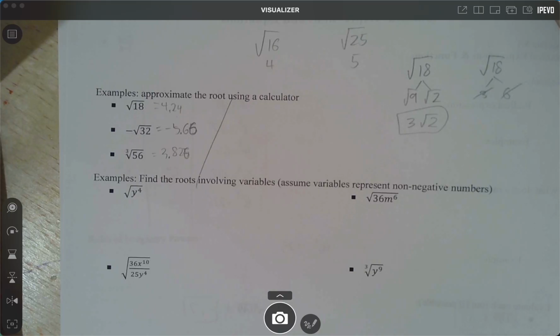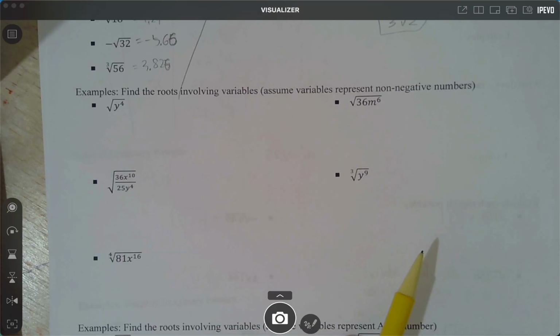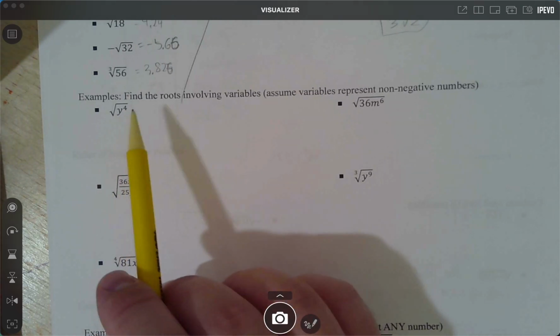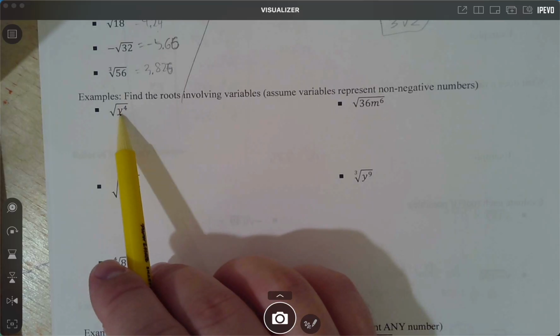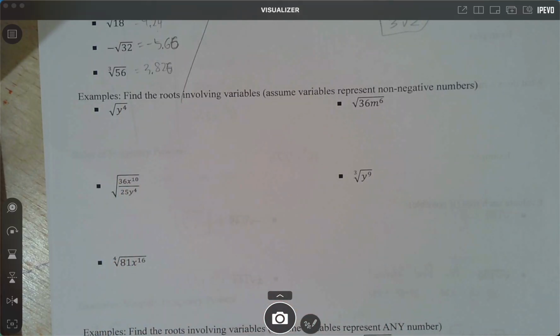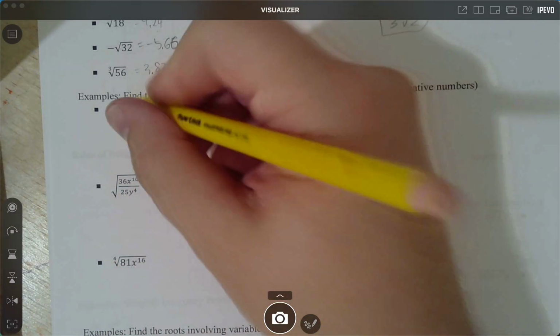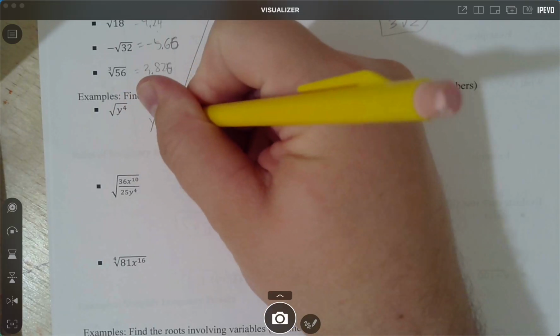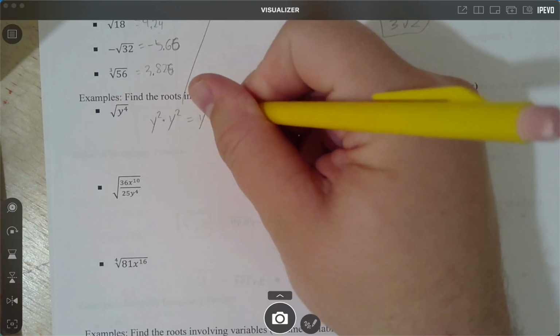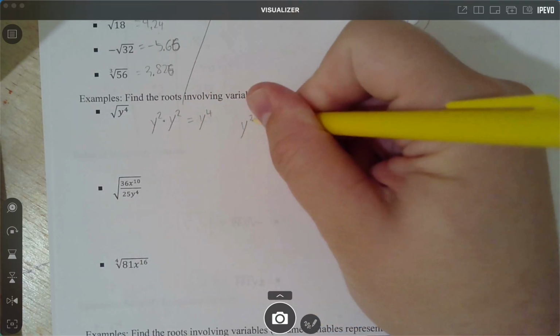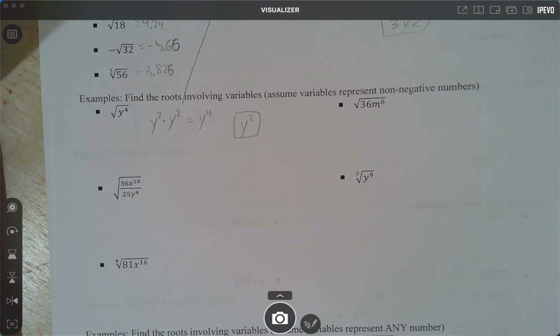So with that being said, that leads us into the next section where we're going to start seeing a few more ideas. Now also, we need to remember what the definition of a square root is. The definition of a square root is what number can be multiplied to itself twice to get you this number. In other words, what thing can I multiply to itself twice and get y to the fourth? The answer is y squared times y squared. We'll add those exponents and get y to the fourth. So that means the answer is y squared.